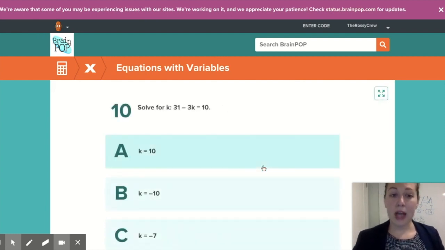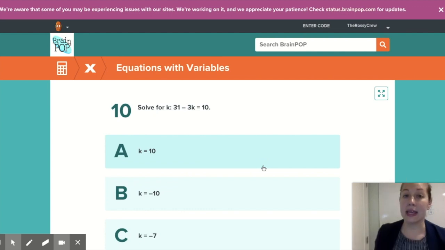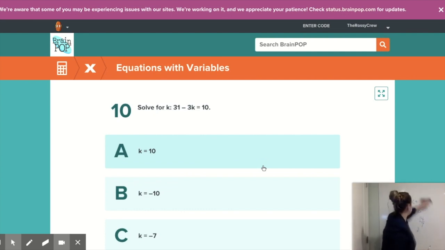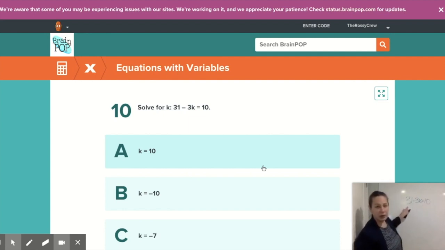All right, number 10, 31 minus 3k equals 10. Okay, so here we have the 31 that's not connected to any variable, so we're going to go ahead and work with this 31, okay? We're going to add it. No, I'm sorry. We're going to subtract it from this side, and this is going to cancel out. 31 minus 31 is going to give you 0, right? Drop down. This is negative 3k, right?